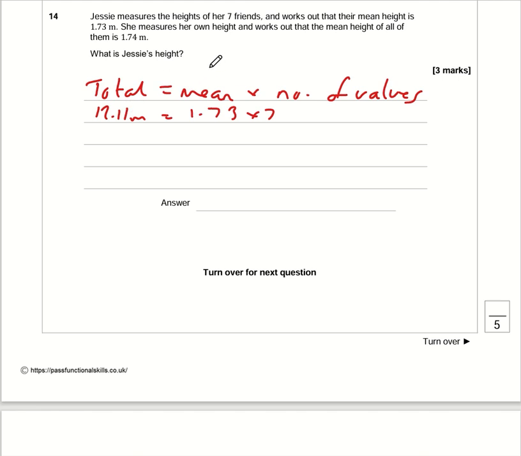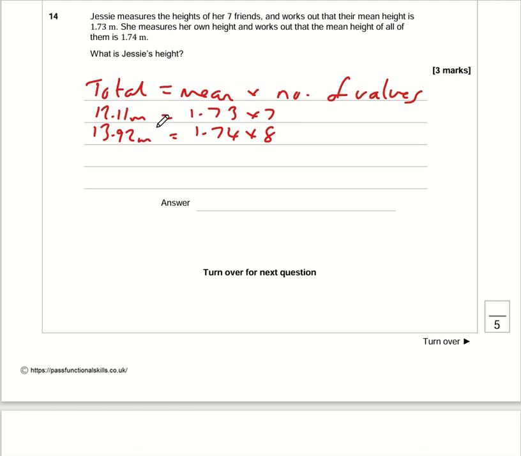Normally you get a question where you've been given the total and you want to work out the mean, which is the total divided by the number of values. So we're just turning this equation around. We now know that when Jesse's included as well, so there's now 8 of them, the mean changes to 1.74. So what is the total here? Well, that's going to be 1.74 multiplied by 8, which is 13.92 meters.